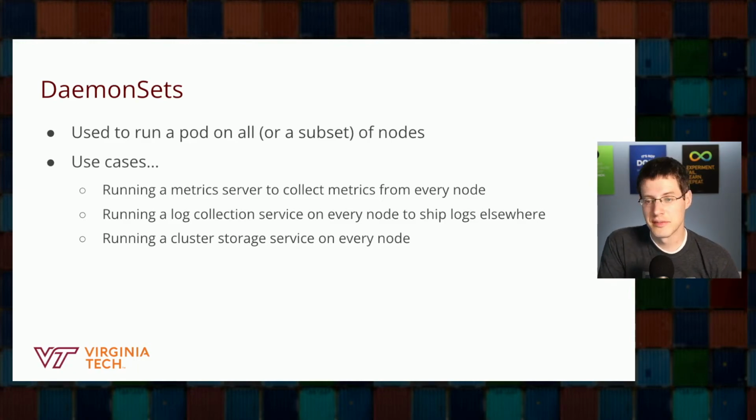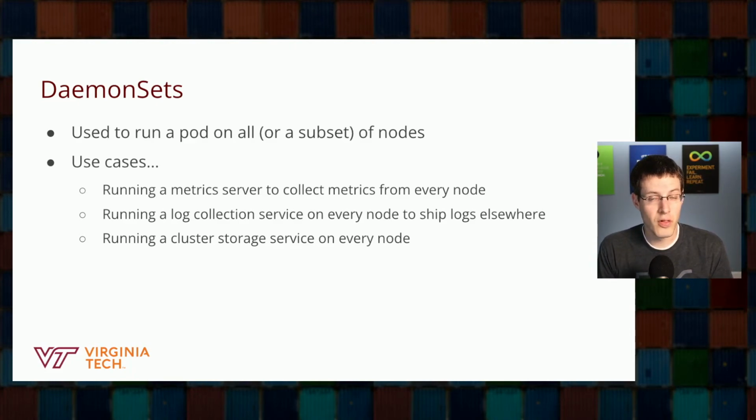So the use cases, there are many. Might be, I'm going to run a metrics server to collect metrics from every node. So maybe I want to see CPU and memory utilization both from the node as well as pods that are running on the nodes. In order to do that, I need to run a little agent on each of those machines that can kind of collect that information and send it back centrally.